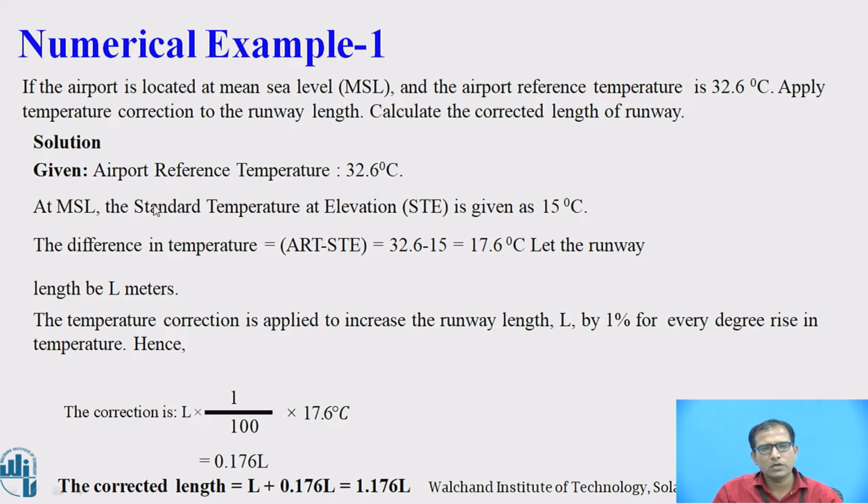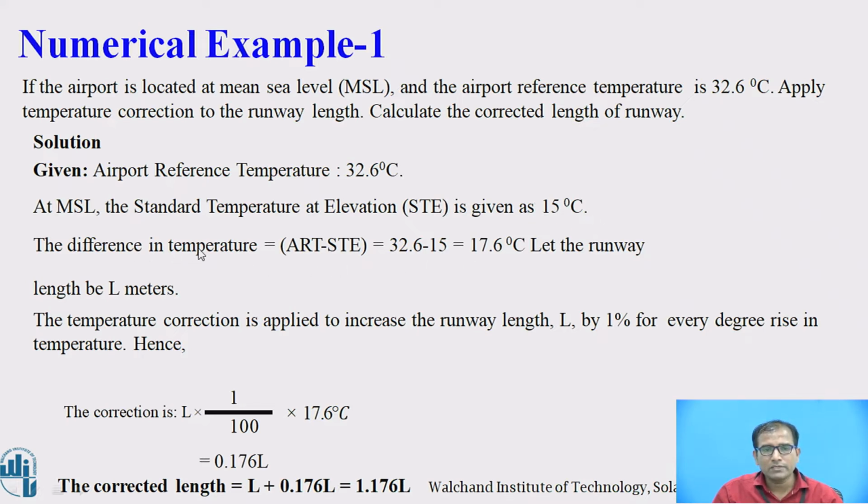First, only the temperature correction is asked here. Because the airport is located at the MSL level, there will be no elevation correction in this case. Only by applying the temperature correction should we find the corrected runway length. At MSL, the standard atmosphere temperature, we already know, is 15 degrees. It is taken as the standard temperature at mean sea level.